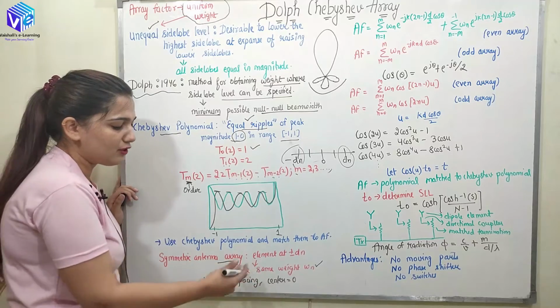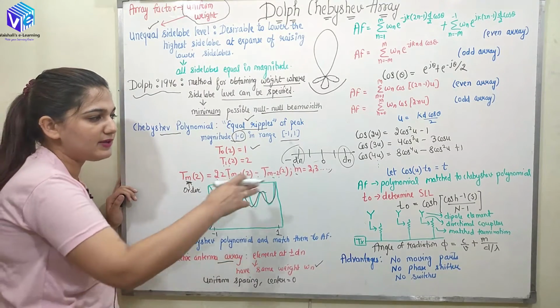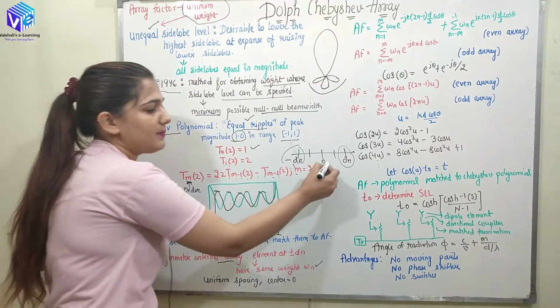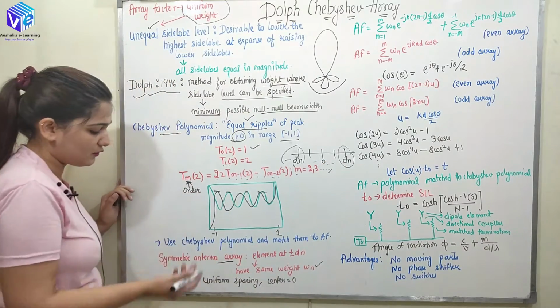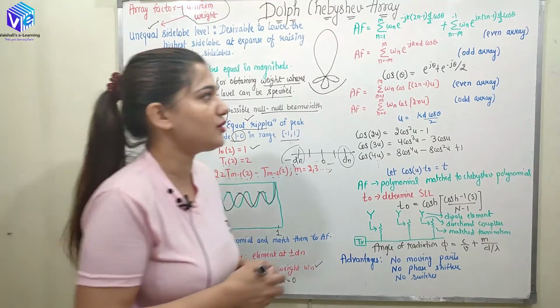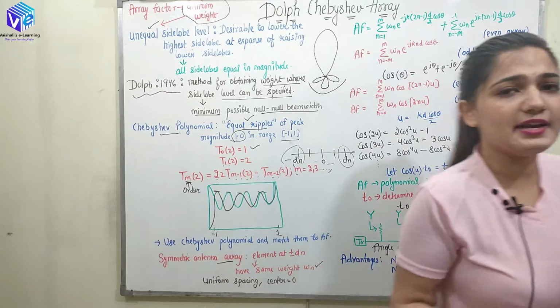So we will be having uniform spacing as well in between all of the elements, and the center will be at 0 only. So this is called my symmetric distribution or symmetric array. Now coming to the array factor.